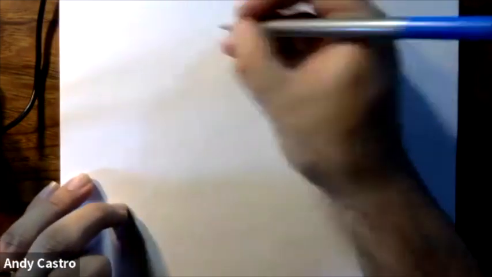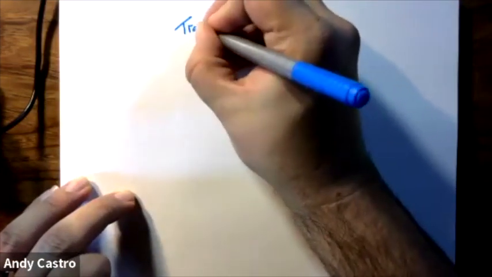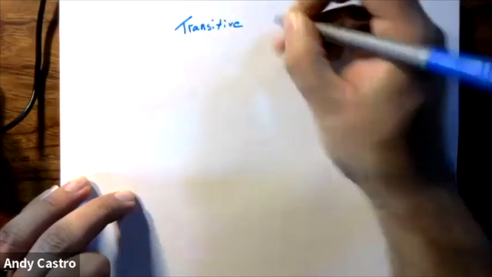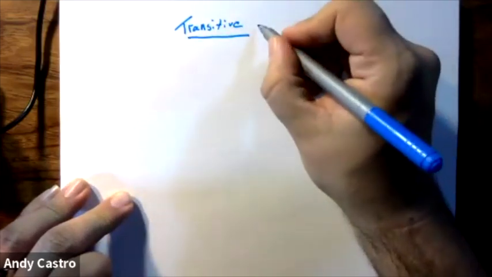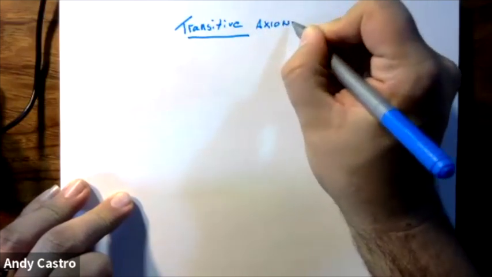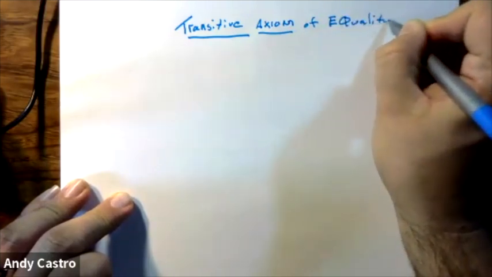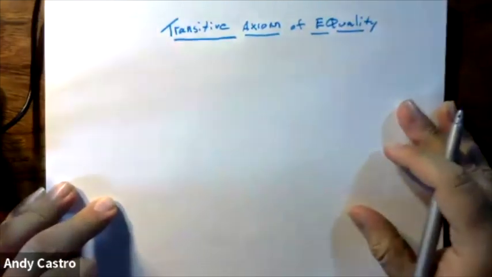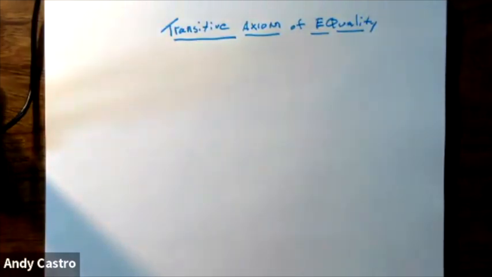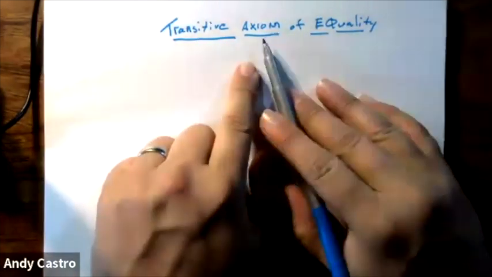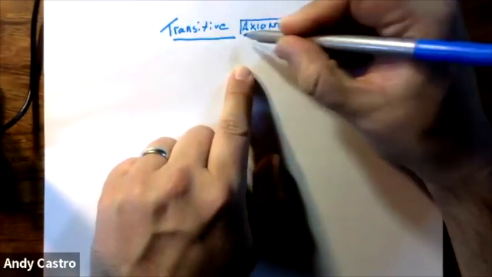All right. So let's continue. Now we're going to talk about something called the transitive axiom of equality. The transitive axiom of equality. A lot of words there. All right. First thing to notice is the word axiom.